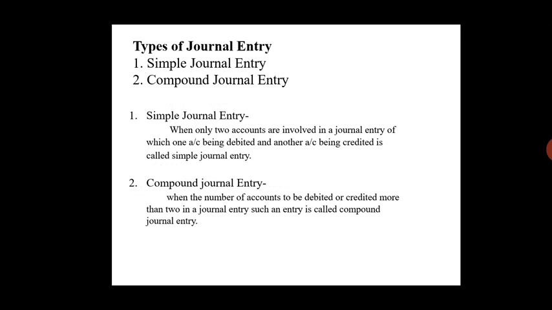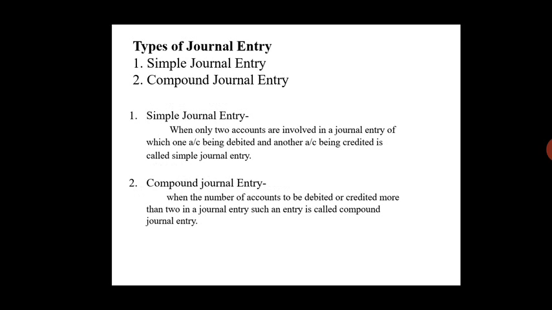Now see, what is a compound journal entry? When the number of accounts to be debited or credited is more than two in a journal entry, such an entry is called a compound journal entry. So compound journal entry means that in the transaction more than two accounts are affected.